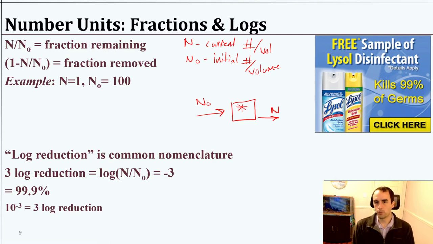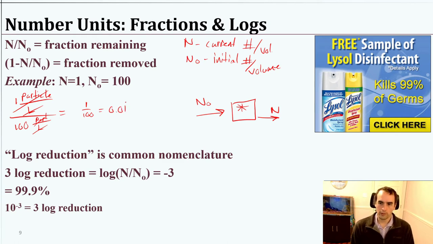Okay, so in the example where we started with 100 and ended with 1 per liter or per milliliter, let's write that as one particle for every liter. If we divide N by N naught, which is 100 particles per liter, then we see the units cancel and we're left with 1 over 100, which is equal to 0.01.